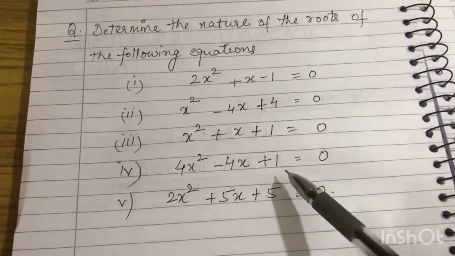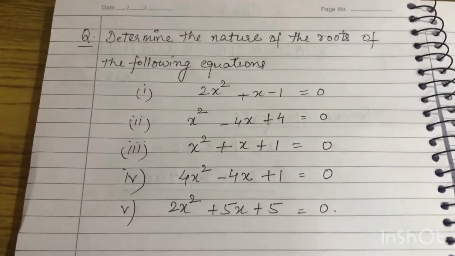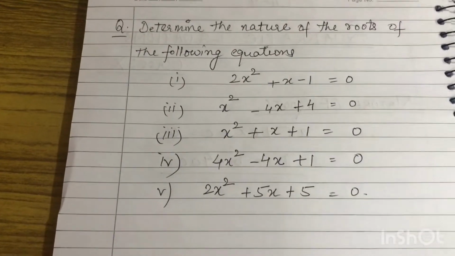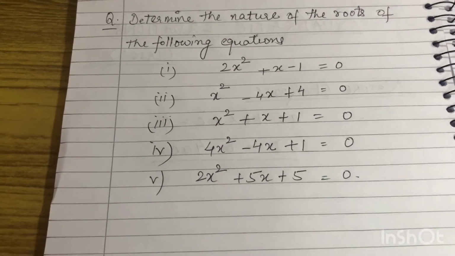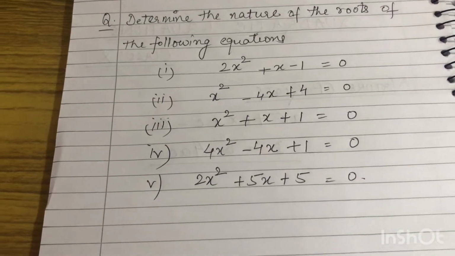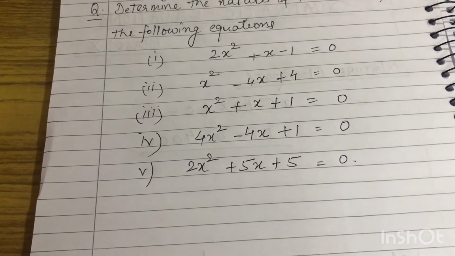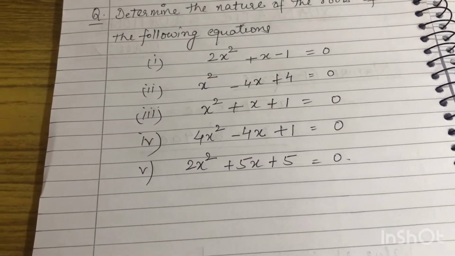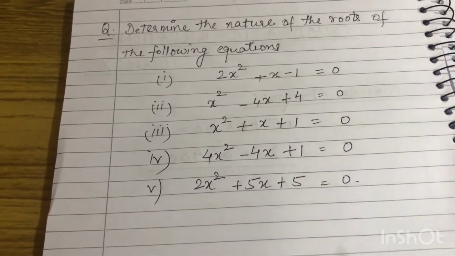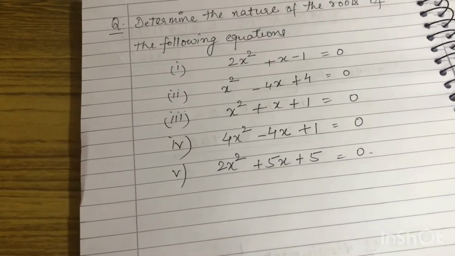So now I have taken 5 examples here and the question is: determine the nature of roots of the following equations. आपको सिर्फ यहाँ पर roots की nature बतानी है. Only you have to find D, and with the help of the value of that D, you just have to write the nature of roots here. Okay, so let us solve one by one.